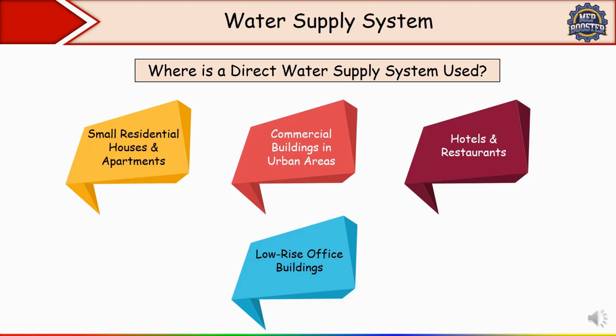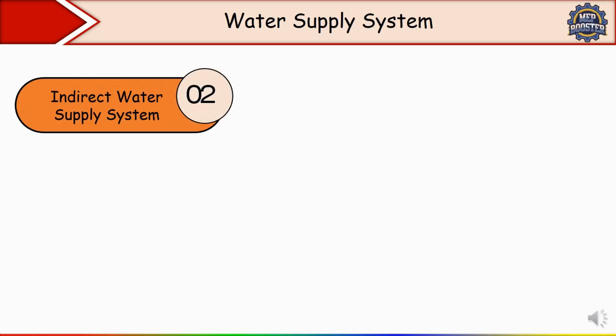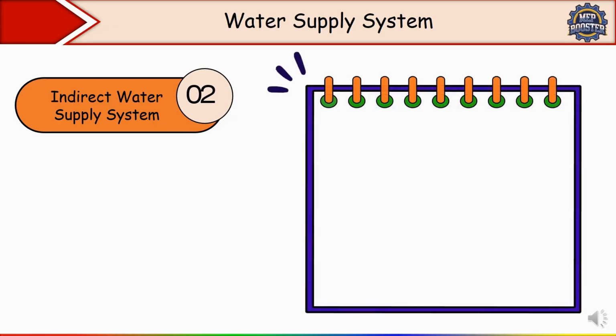So here is some application where we can use the direct water supply system. Hope all of you understood. Okay, so now the next type of water supply system is the indirect water supply system. Now what is it? See.